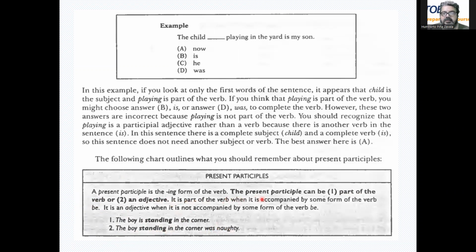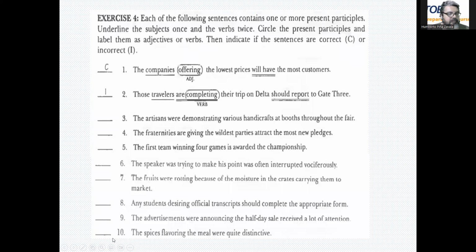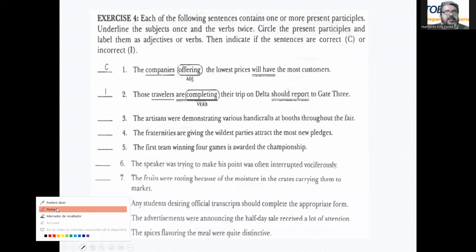It is part of the verb when it is accompanied by some form of the verb be, and it is an adjective when it is not accompanied by some form of the verb be. All right? You need to listen to the explanation one more time, so just rewind the video and listen to it again. Now, let's do the exercise.